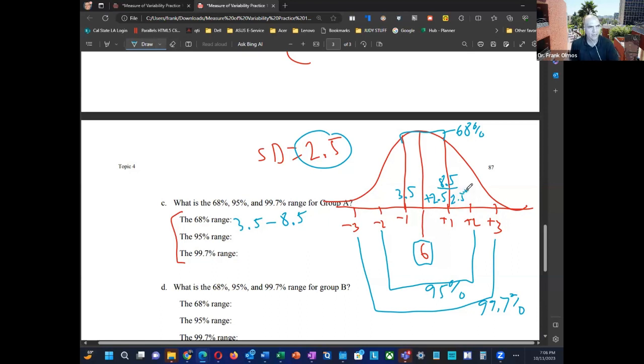So you add another 2.5. You add 2 standard deviations, like adding 2.5, 2.5, and then you get 11. This time you do the other way around. You subtract 2.5 twice from 6. So you get 3.5, and then you subtract another 2.5, and you get 1.